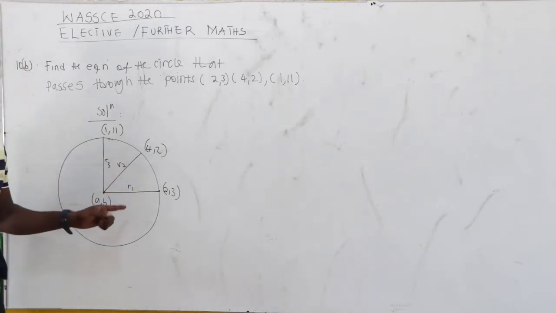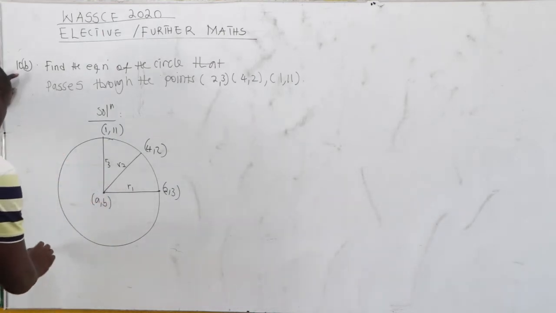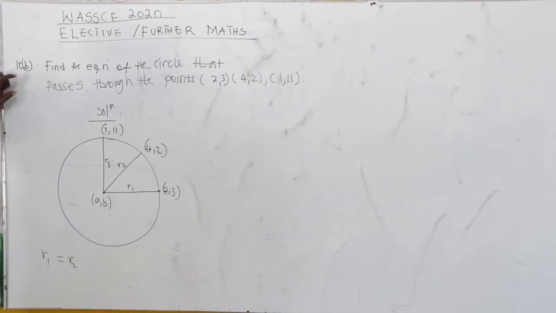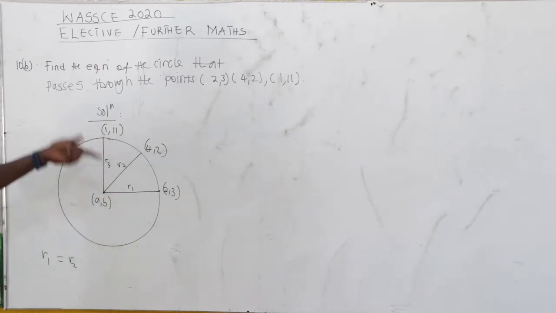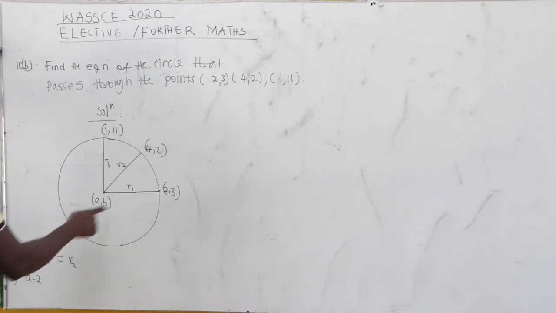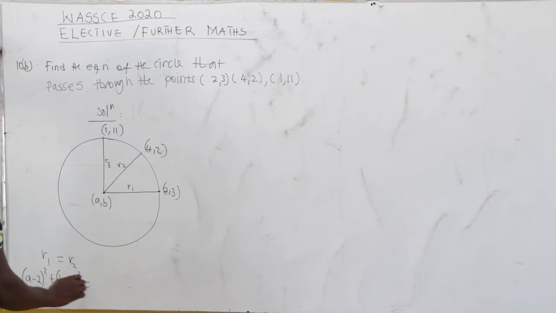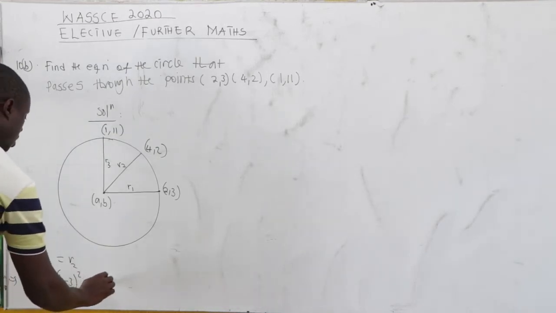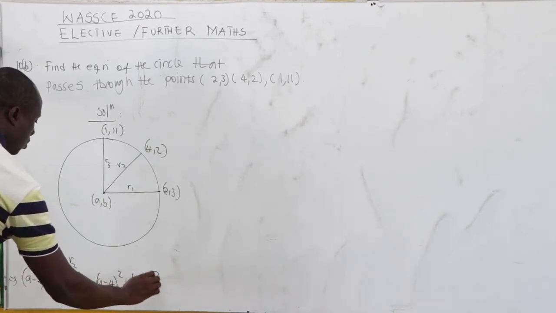But then you know that radii are the same. So this radius R1 is equal to R2. Now, how do you find the distance over here? You know it to be a square root, and then we square both sides to cancel it out. So here we can say that R1 is (a minus 2) all square plus (b minus 3) all square. Now this R2 can also be (a minus 4) all square plus (b minus 2) all square.